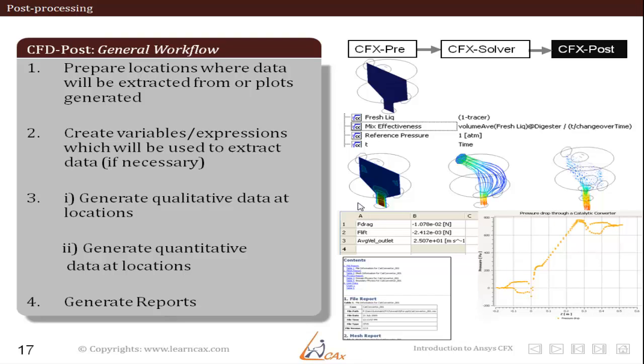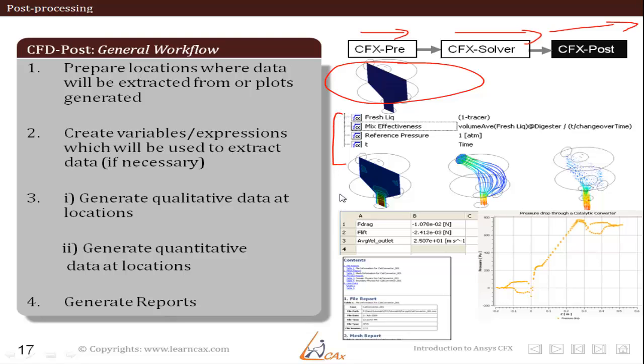Now we will see what is the general workflow when you use CFD Post. The general workflow that is followed is first you start with CFX Pre, then go to CFX Solver, and then we go to CFX Post or CFD Post. The first step in CFD Post for obtaining results is to prepare locations where we want to plot the results. This location can be a point or surface or region of volume. Then we create a variable or expression which we want to visualize.